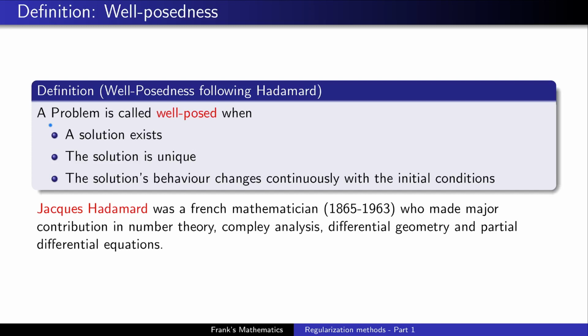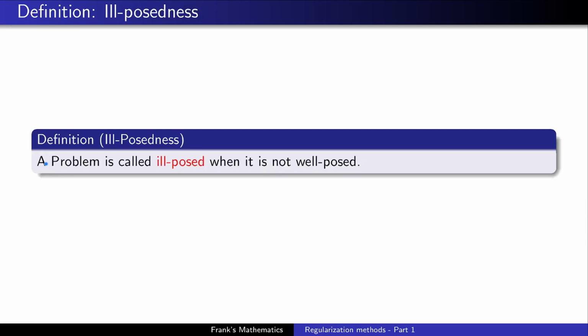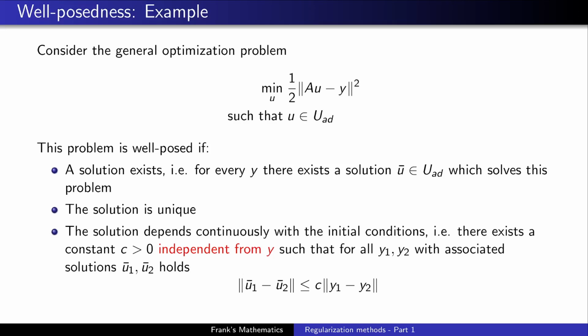It says the solution's behavior changes continuously with the initial conditions. This is something tricky, but it actually is needed for our numerical methods in order to be stable. We will see this in a moment. What does this mean? And of course, we say that a problem is ill-posed if it's not well-posed. Well, this is kind of clear. What does this definition mean for our inverse problems?